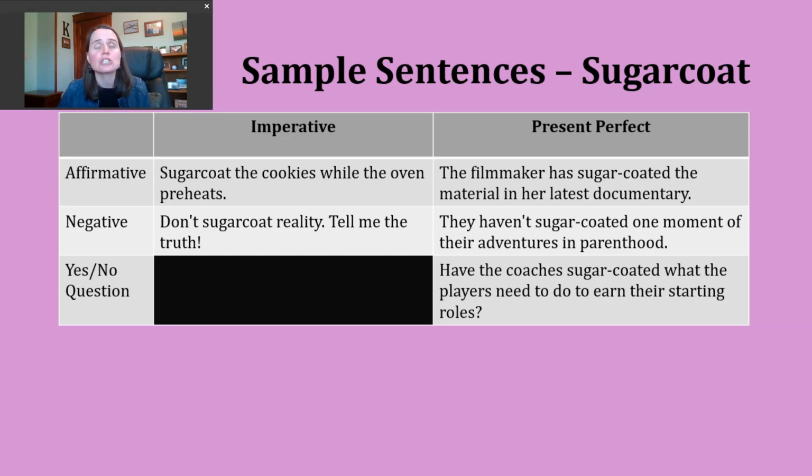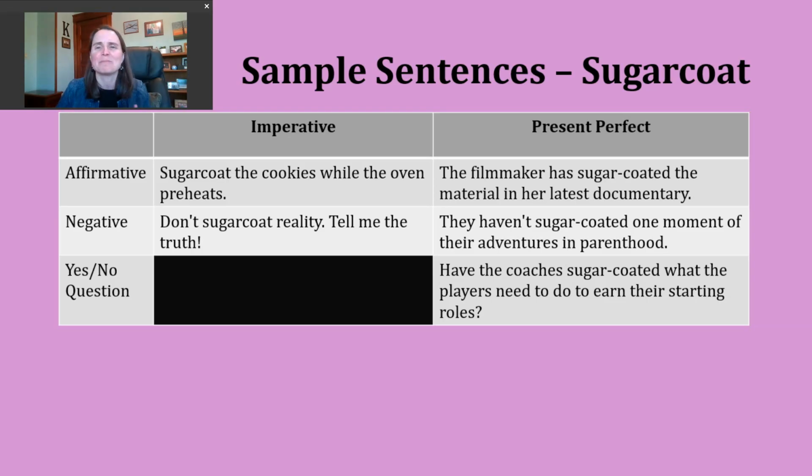Finally, let's take a look at making a yes or no question in the present perfect. To do this, start with have or has, whatever form matches your subject. That subject comes next. Then we're going to use our participle form of the verb. Here's another example. Have the coaches sugarcoated what the players need to do to earn their starting roles?